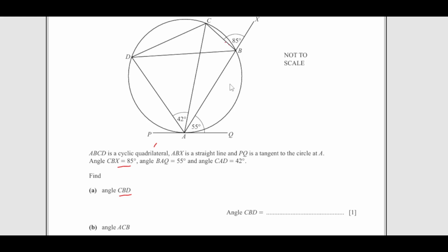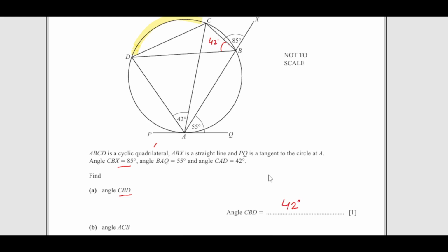CBD, this angle. Right. So if you see here, this arc, angle CBD and angle ADC, they both are in the same arc, right? So that means if this angle is 42, then this is also going to be 42. So that's what I'm writing here, 42 degrees.